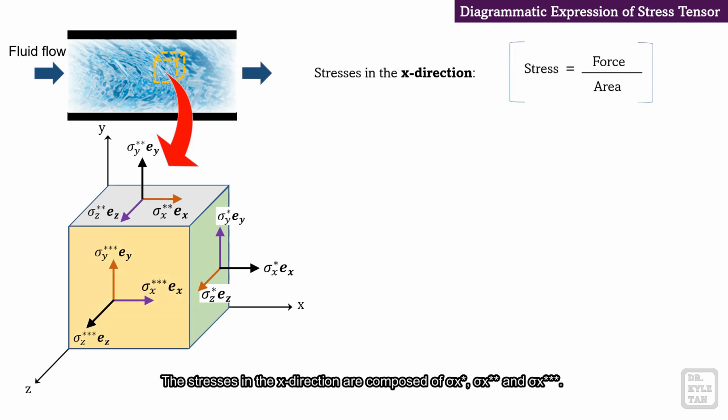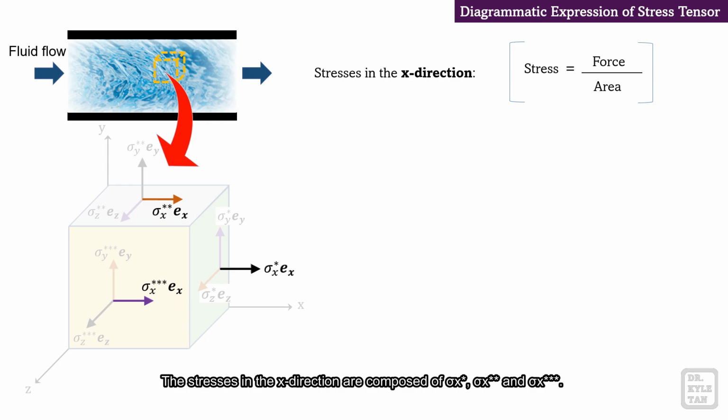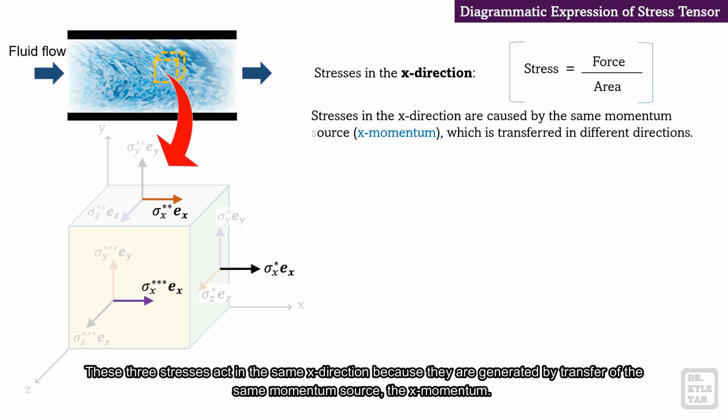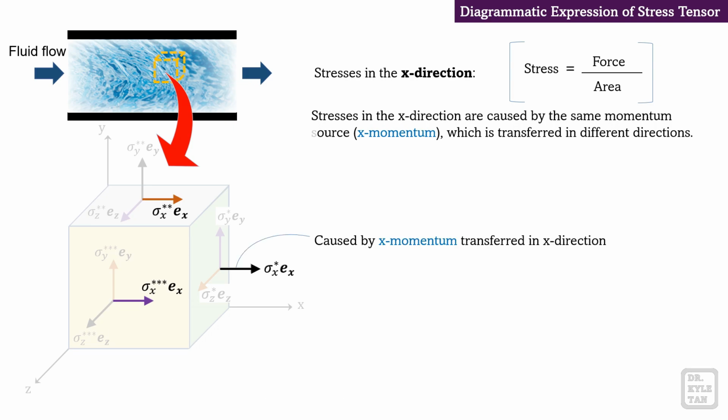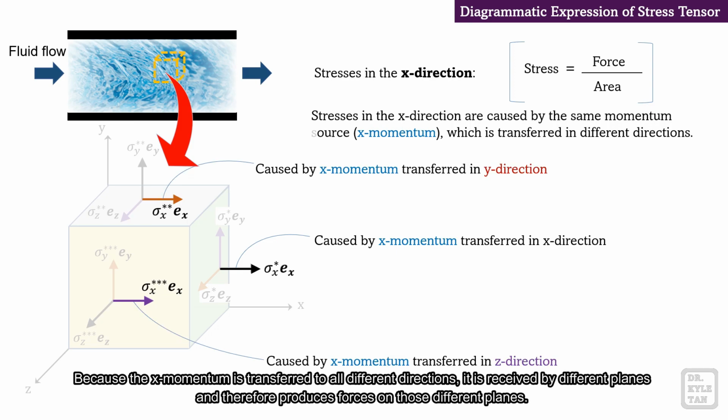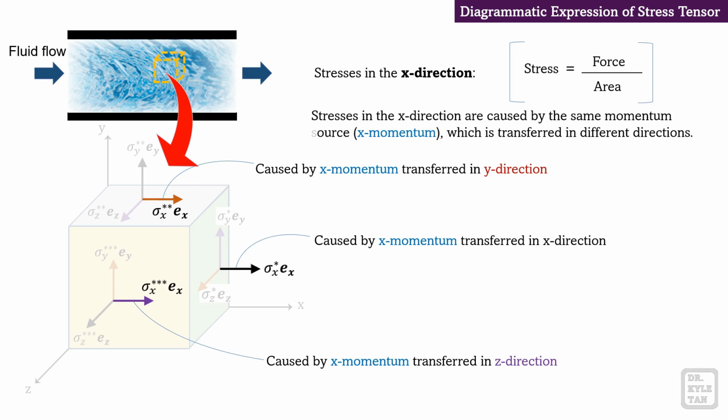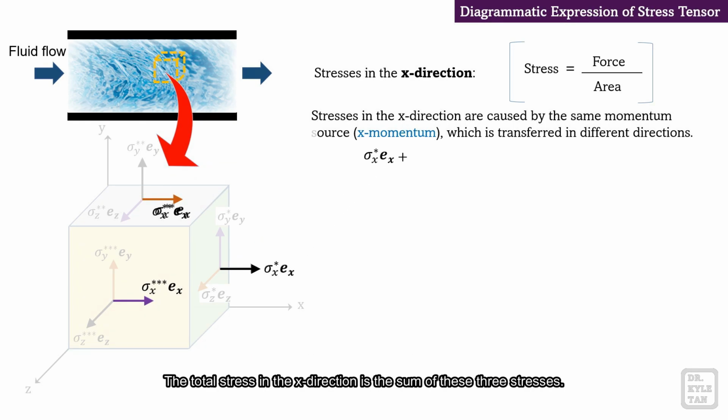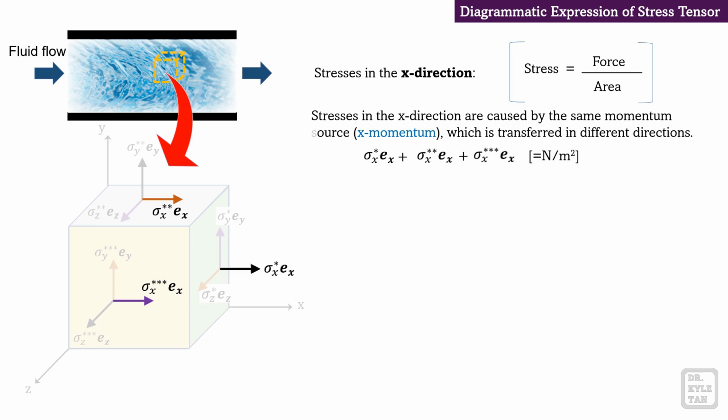The stresses in the x direction are composed of sigma x star, sigma x double star, and sigma x triple star. These three stresses act in the same x direction because they are generated by transfer of the same momentum source, the x momentum. Because the x momentum is transferred to all different directions, it is received by different planes and therefore produces forces on those different planes. The total stress in the x direction is the sum of these three stresses.